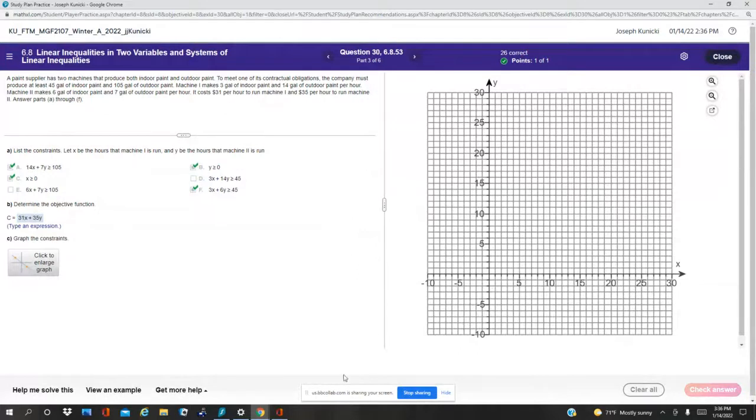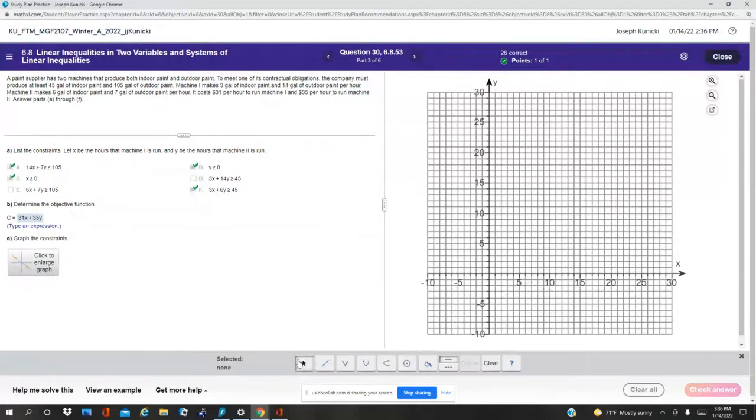Now, we want to draw the constraints. So the first two are easy. If I hit this, there you go, they're all solid lines. So it's the x-axis and the y-axis. So there's the y-axis. And there's the x-axis. Now, we'll just start on the upper left. 14x plus 7y is greater than or equal to 105.